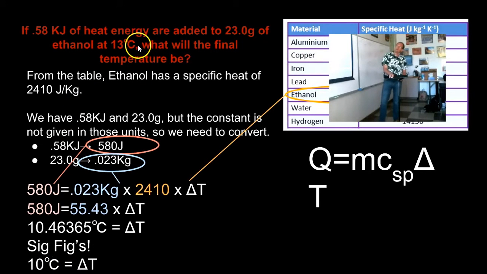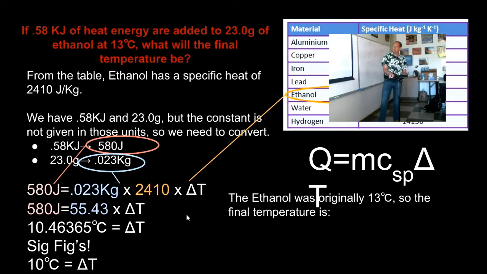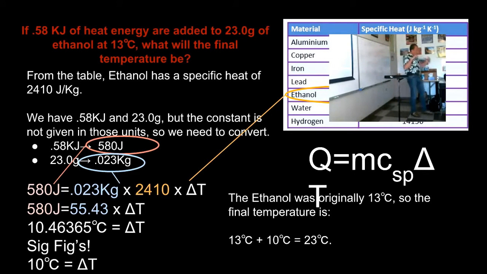If it started at 13, then the final temperature will be 23 degrees Celsius. So if I take that quantity of ethanol already at 13 degrees Celsius, and I add that quantity of thermal energy to it, and then I take its temperature again, it will be at 23 degrees Celsius. Okay, do you guys see how this math works? Questions? Okay.